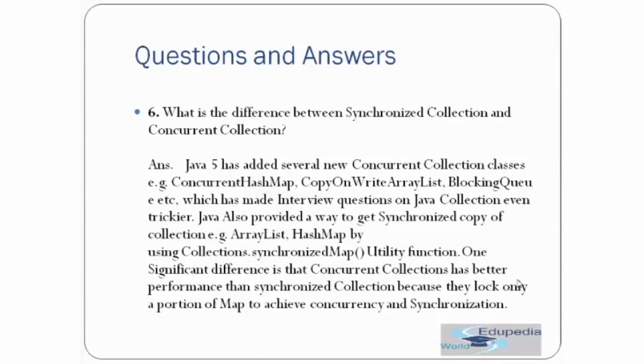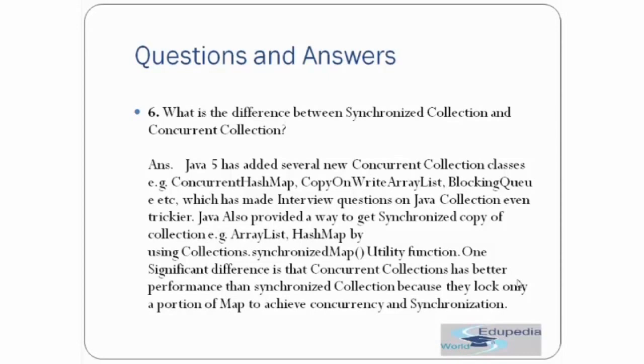So that means 4 threads can simultaneously work on your hash map, because each thread can acquire a portion and start work on that. But when we talk about synchronized collection, it is also thread safe, but the difference is that one thread can acquire a lock on the complete collection at once.